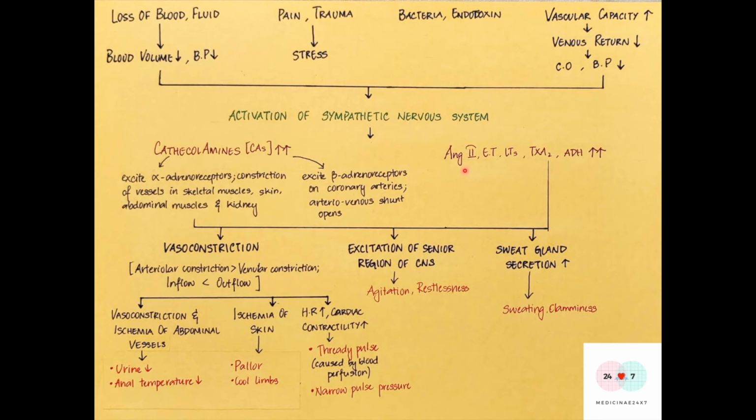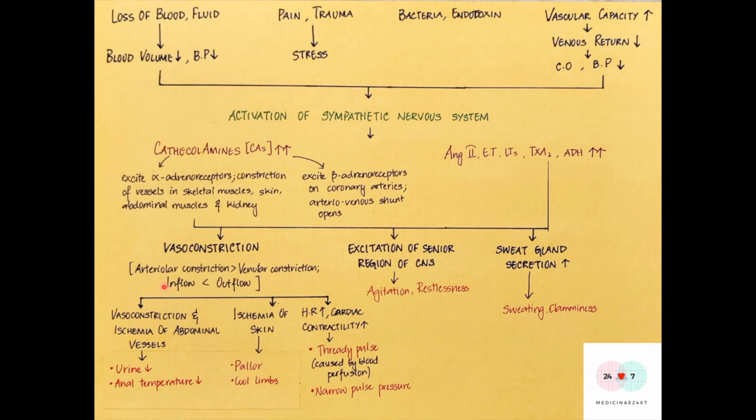On the other hand, some local mediators like angiotensin II, endothelin, leukotriene 3, thromboxane A2, and antidiuretic hormone increase and cause several changes, that are excitation of the sensory region of the central nervous system, or increased sweat gland secretion.